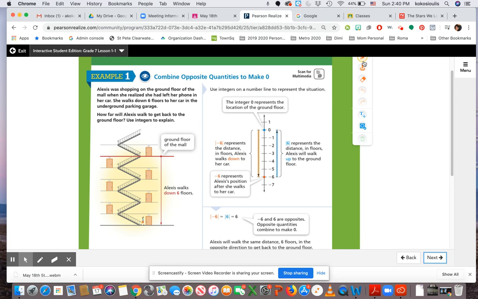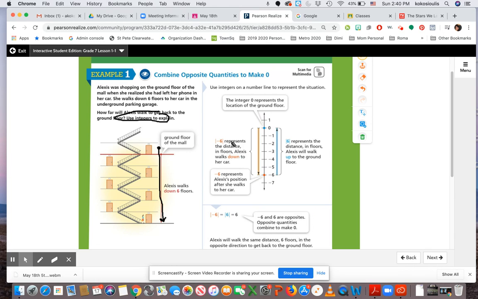And you're going to say, well, that's easy, Miss K, but we're going to use integers to explain. So here's the ground floor, and she has to walk down how many flights? 6. So how are you going to show that as an integer? Because the ground floor is 0, and anything up is positive, anything below the ground floor is negative, she walked -6 floors. Poor Alexis. And remember, whenever we put these two bars, it means the absolute value.